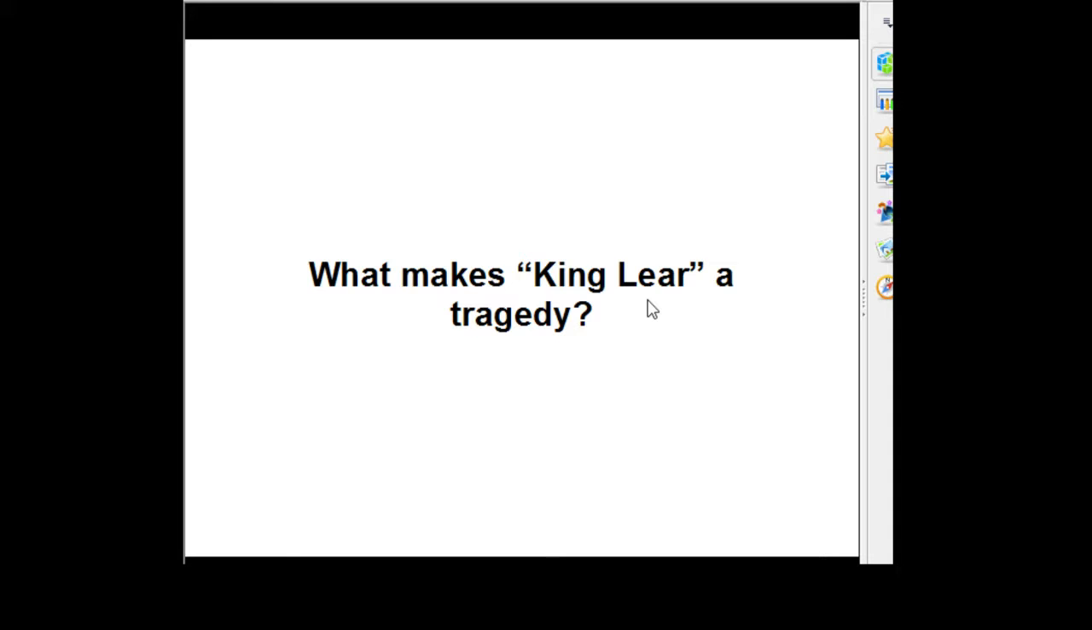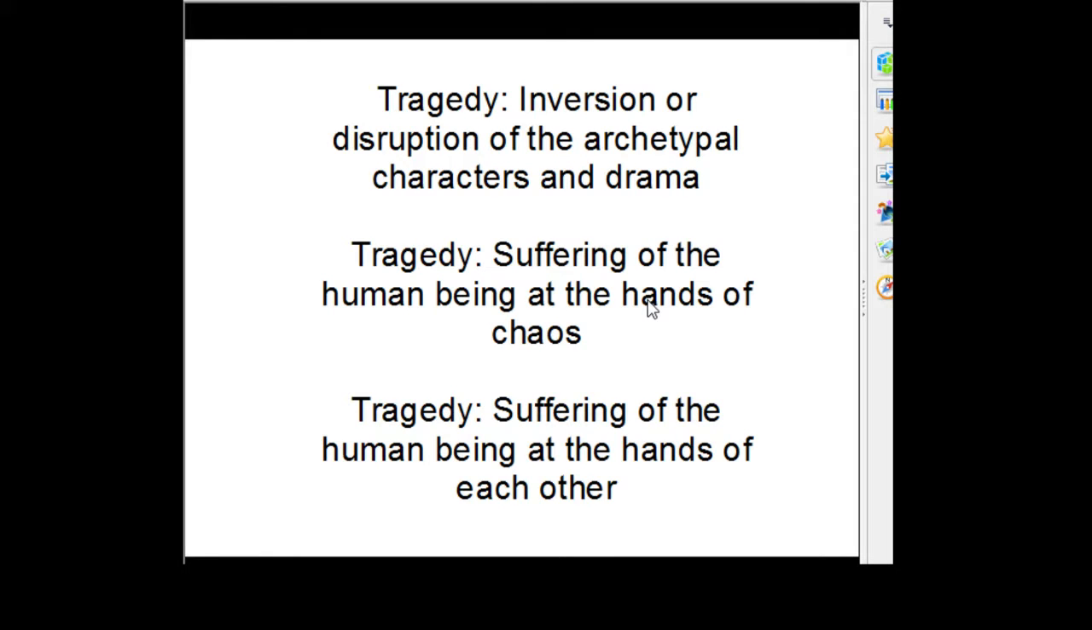It's an inversion. The good people aren't supposed to suffer. It's the bad people that are supposed to suffer. And it can be compounded if the bad people get what they want. Then it becomes almost incomprehensible in terms of how did this happen. So tragedy can be seen as an inversion or a disruption of the archetypal characters in the drama.